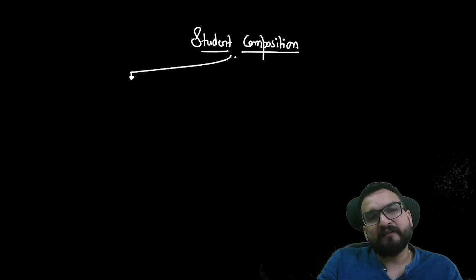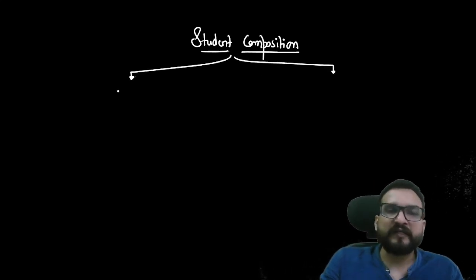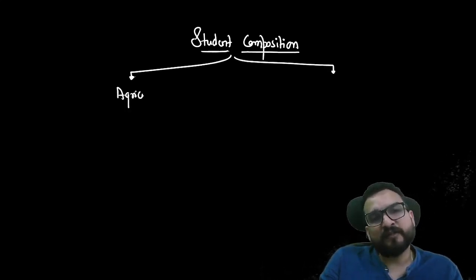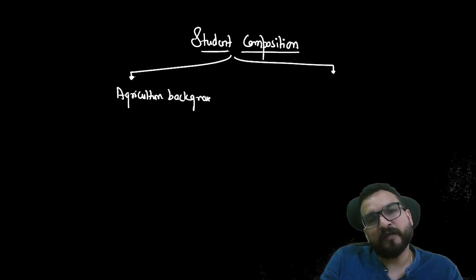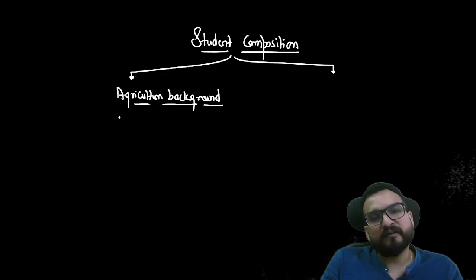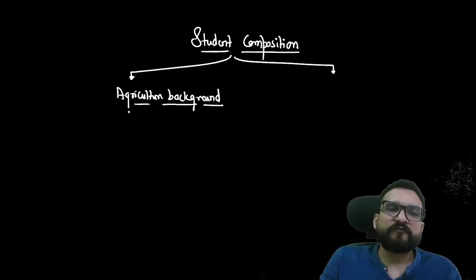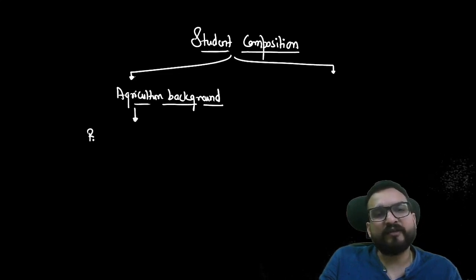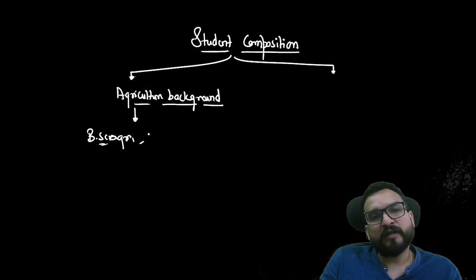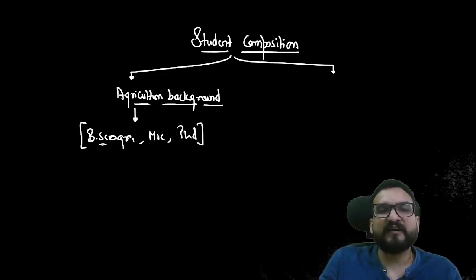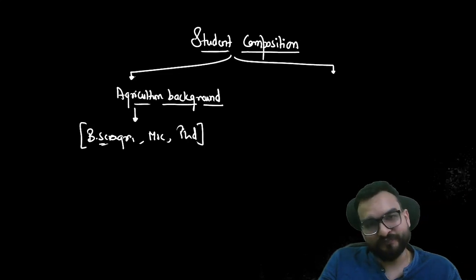First of all, I can divide the students into two fields. One is agriculture background. What do I mean by agriculture background? I do not mean that your family is into agricultural businesses. No. Agriculture background means students who have done BSc Agri or MSc or PhD, because I have had certain students who have done PhD too.